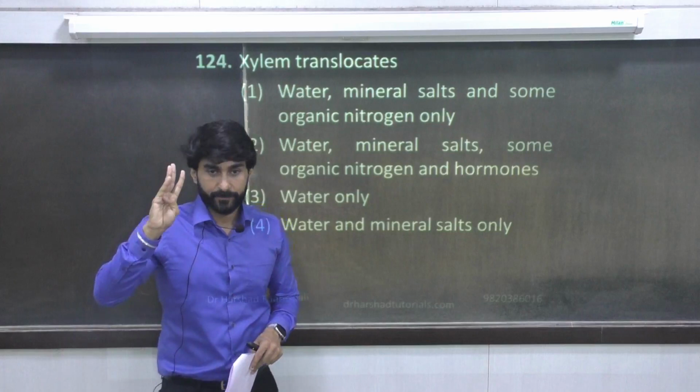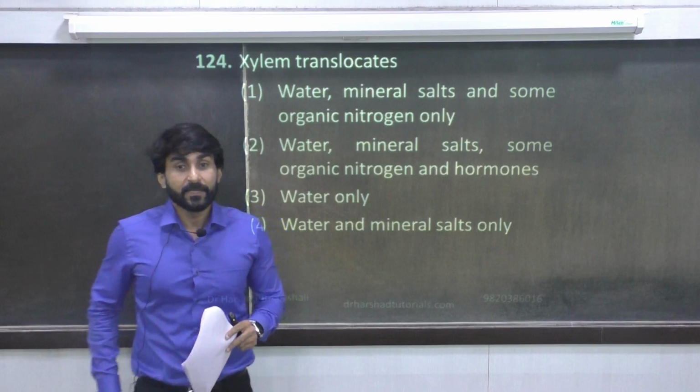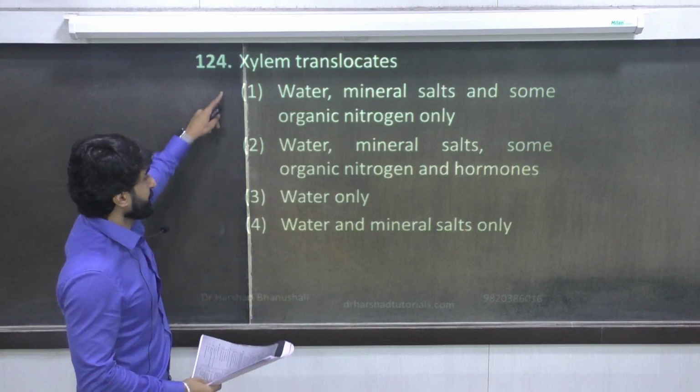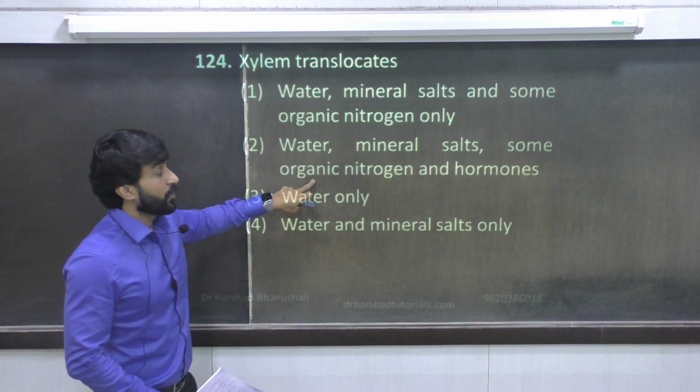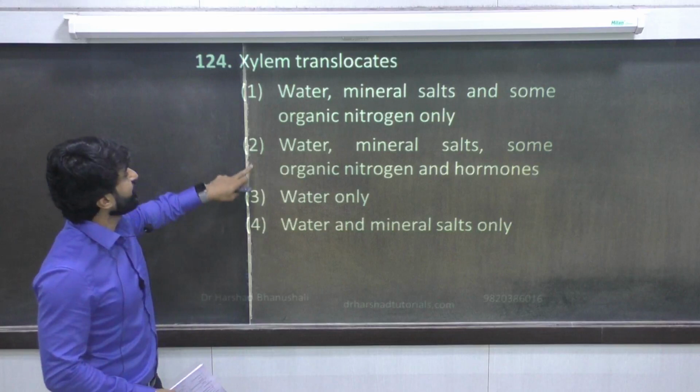If you learn plant growth, you will know that several hormones which are present in the plant travel from one part to the other part. Xylem is involved in the transport. So the answer here would be 2, because it says water, mineral salts, organic nitrogen, which is nitrogen compounds, and hormones. So the answer for 124 would be statement number 2.